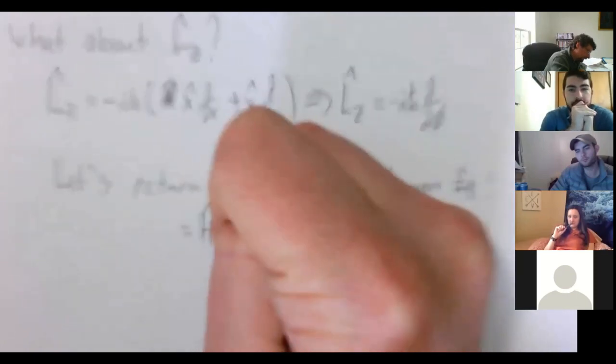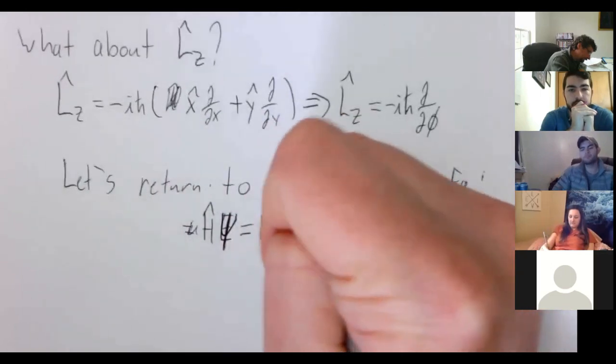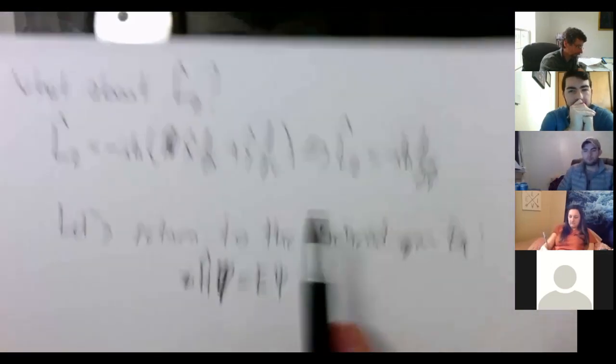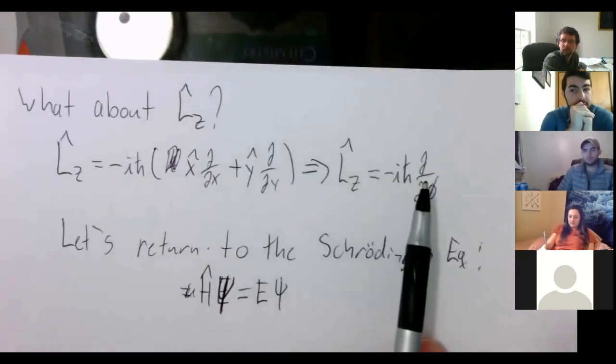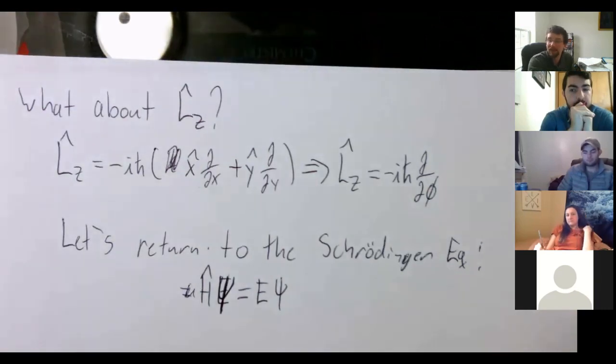Why can we say that d/dx plus d/dy is equivalent to d/dψ? How does that work out? Mathematically, it does work out to be that way.